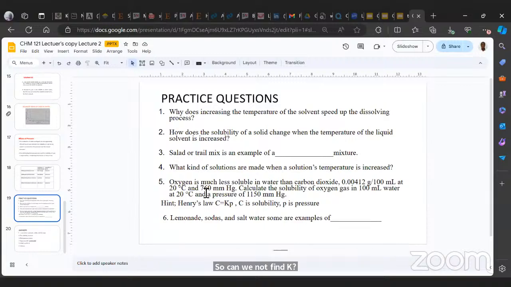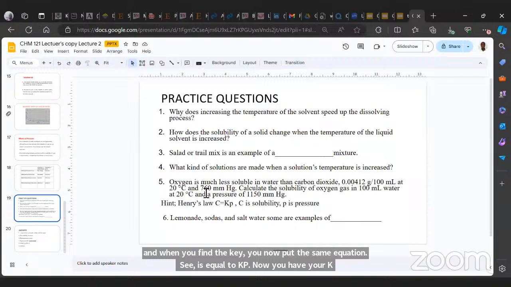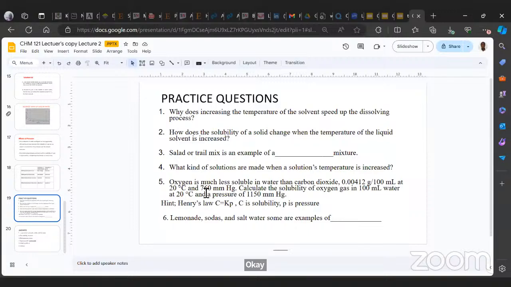Yes, ma'am, we can find K. So when you find the K, you now put it in the same equation, C is equal to Kp. Now you have your K, you have your P. So what you don't have for the next part is your C. And so you can find the C, that's the solubility of oxygen. I hope I've explained how to solve that question.